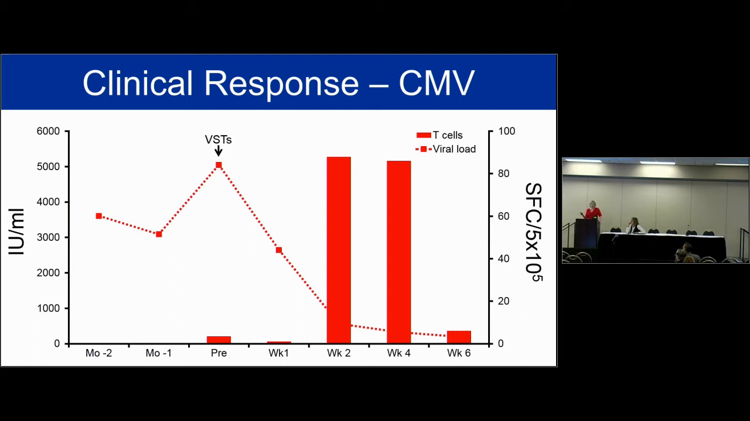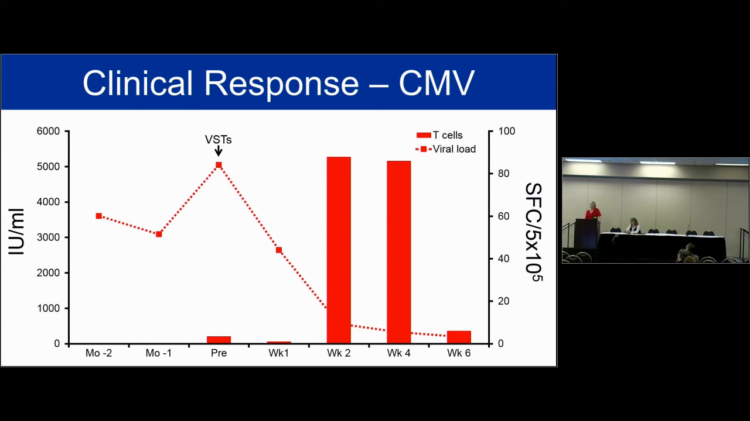Now the big question: do these partially HLA-matched cells produce clinical benefit? I'll run through some examples. The layout of the slides is the same. Here we're looking at the viral load in the dotted line. As you can see in this patient, prior to VST infusion, their viremia is present for a number of months. Despite antiviral therapy, we infused our virus-specific T cells and the viral load dropped away, and this is coincident with a detectable increase in the circulating frequency of CMV-specific T cells post-infusion.